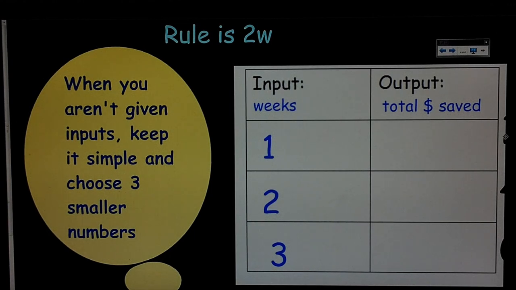After plugging in the values, you should notice you see a pattern, which is pretty straightforward. This was an easy example to start with. And so now the output means the total money saved. So if he saves $2 a week, after 1 week he saved $2. After 2 weeks he saved 4. After 3 he saved 6, and the pattern continues.